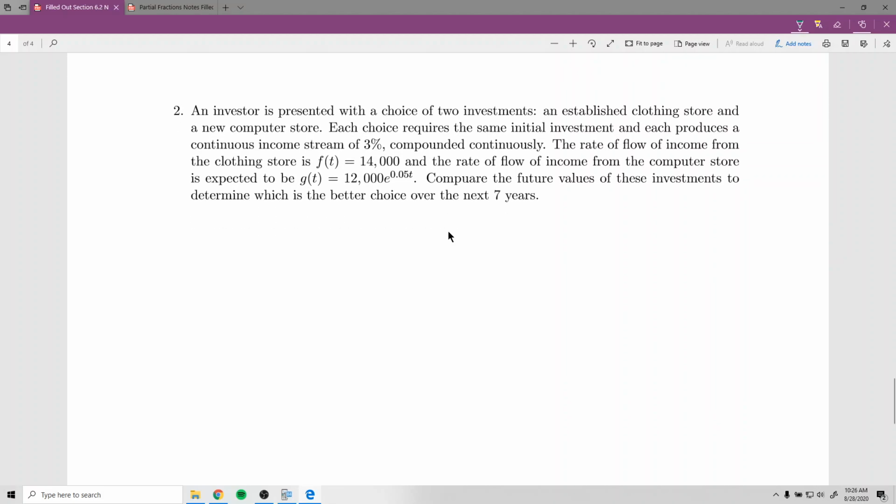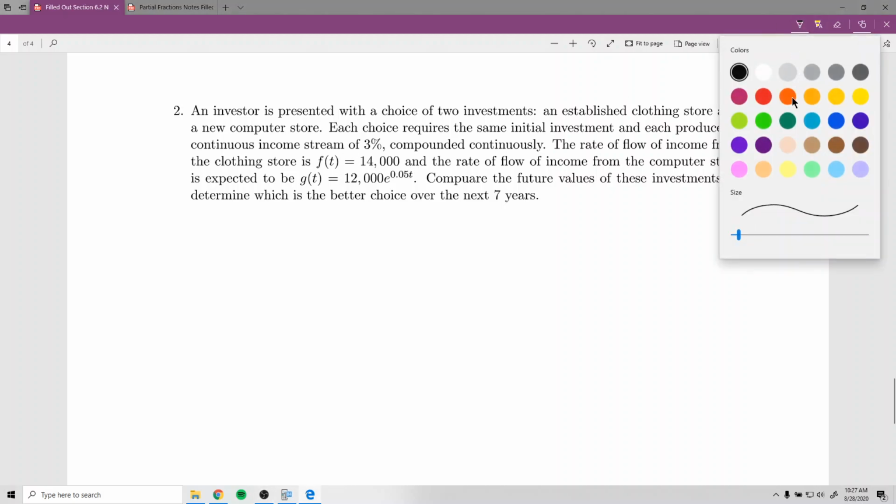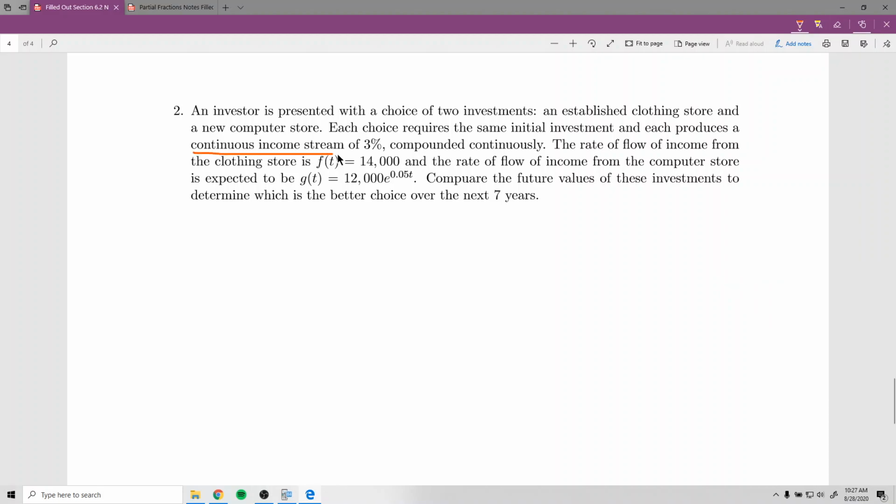All right, now the next one is really just doing the future value twice and comparing two investments, but this is kind of how you would put it in a computer or something to figure out which investment is better. Now, an investor is presented with a choice of two investments: an established clothing store and a new computer store. Each choice requires the same initial investment, and each produces a continuous income stream of 3% compounded continuously. So they both have the same initial investment, so we can neglect that. That's not really important. And each has the same continuous income stream rate.